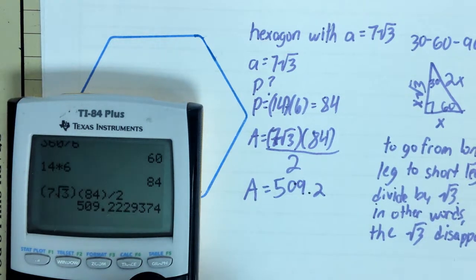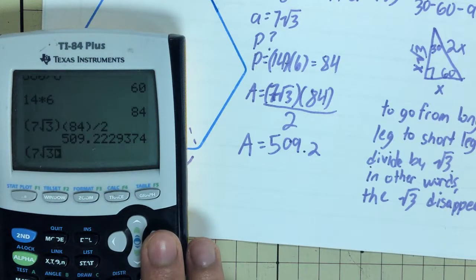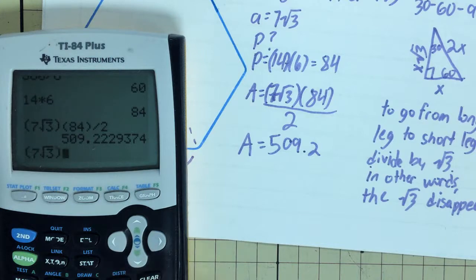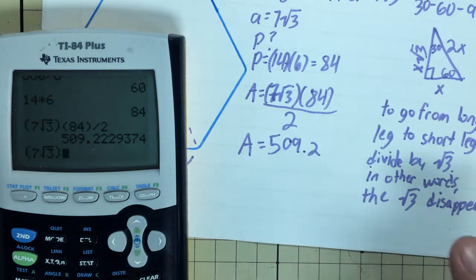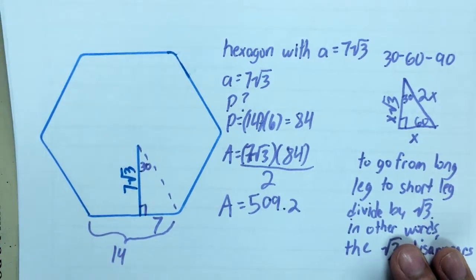509.2. So I kind of made a small mistake earlier, and I want to point that out. When you do 7 square root 3 with parentheses, you want to make sure your parentheses goes outside the square root. So that's still inside the square root. You're going to have to arrow over to go outside the square root. So be careful of that. Alright, there's my area.